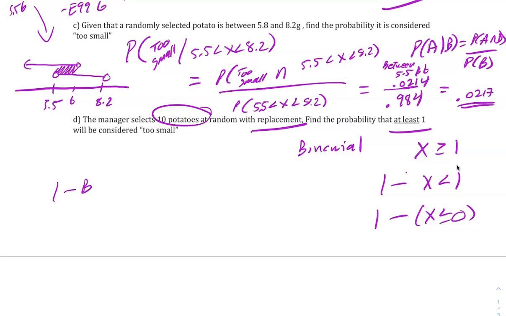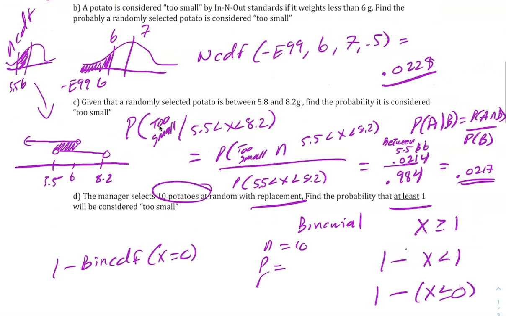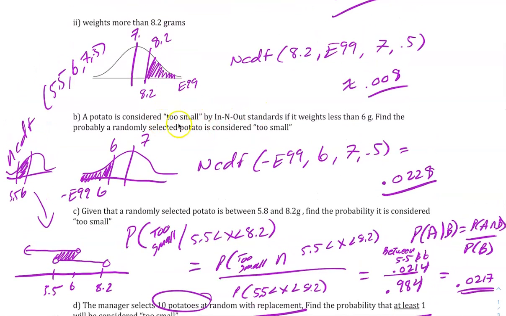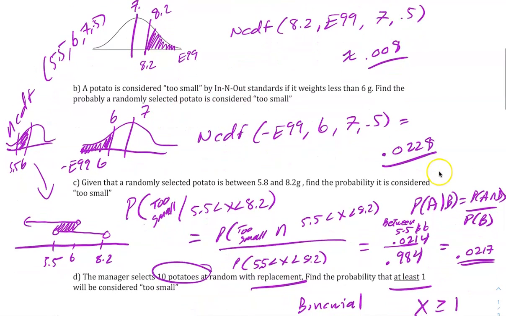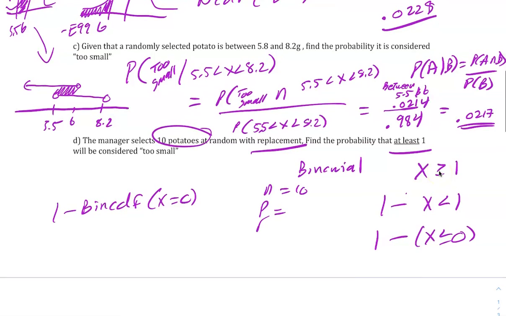1 minus binomial CDF. X is equal to 0. Or I need n, p, r. Well, my n is 10. My probability, what's the question? Too small. Did we find too small? Right here. Probability too small is 0.0228. And my r is 0 from right here.